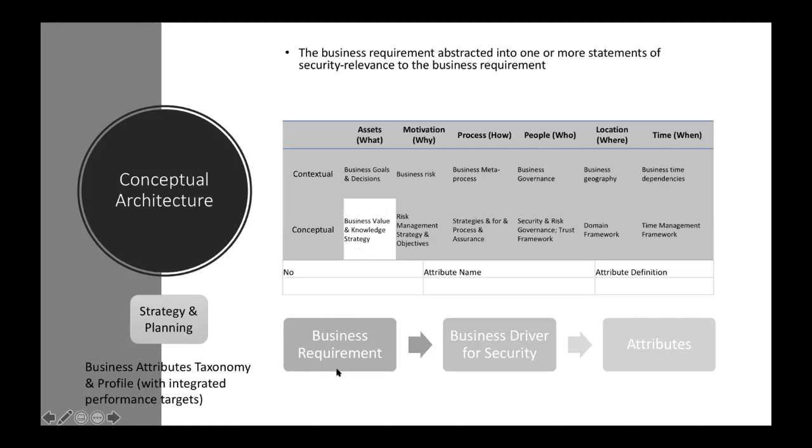To do this, we need to create the business drivers for security, and then we need to create the attributes. Underneath this box, the business value and knowledge strategy, is the artifact that I'm expecting to have, which is basically an Excel sheet where I have a number. These numbers are important because they will be mapping between this and the specific business goals and objectives, and a specific attribute and maybe a domain, because you need to slice your organization into different domains, and then you will be able to do the certain mapping.